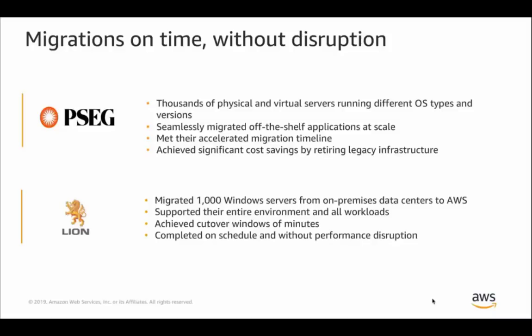The second one is Lion. Lion migrated 1,000 Windows servers from on-premises to AWS. We supported the entire environment and all the workload and achieved the cutover of their Windows environment in minutes. Again, this migration was completed on schedule as well with minimal performance disruption.